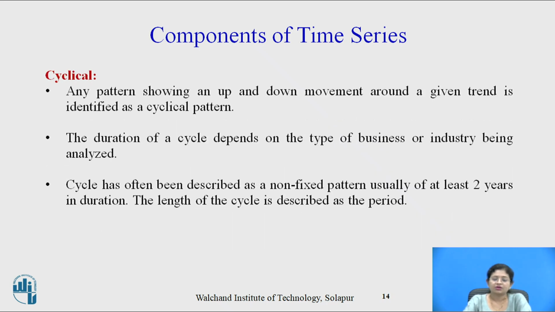The next component of the time series is cyclical. Any pattern showing an up and down movement around a given trend is identified as a cyclical pattern. So the duration of the cycle depends on the type of business or the industry being analyzed. Cycle has often been described as a non-fixed pattern, usually of at least 2 years in duration. The length of the cycle is described as a period, and that period should be more than 2 years.